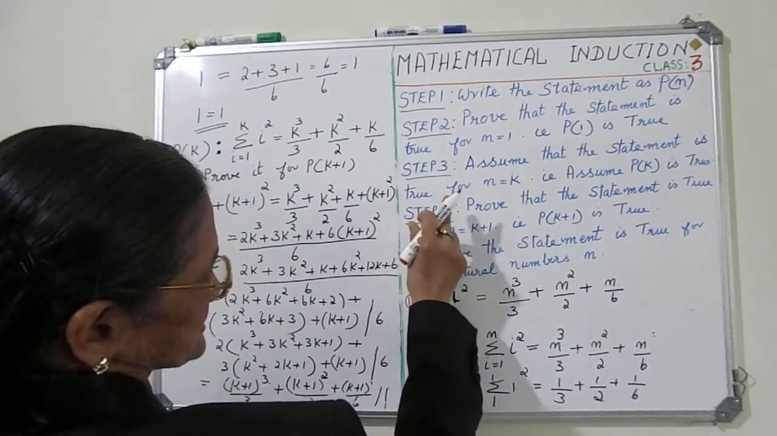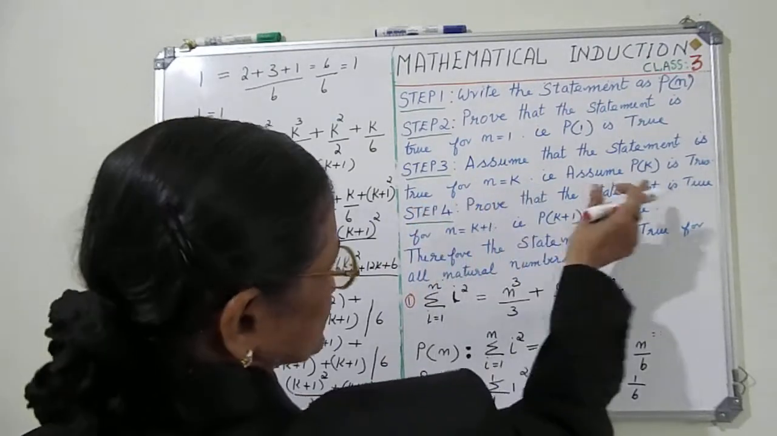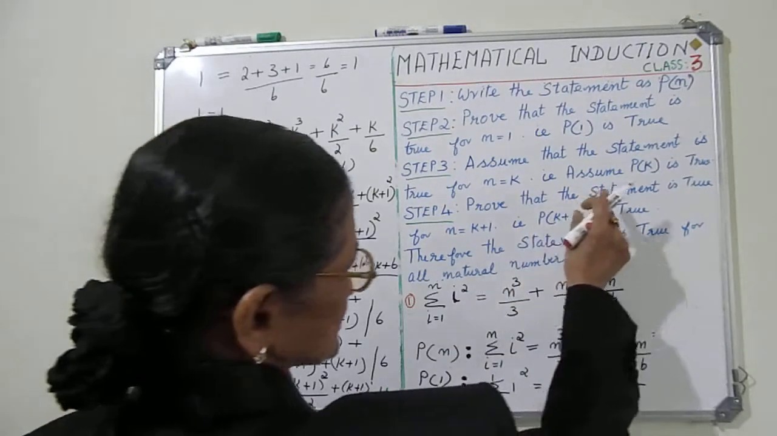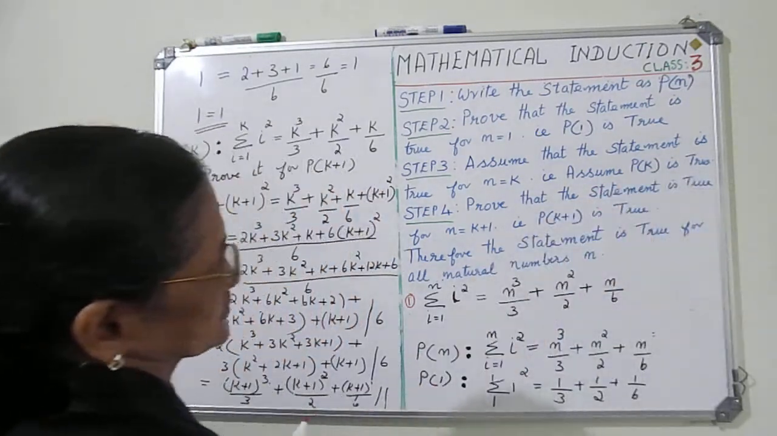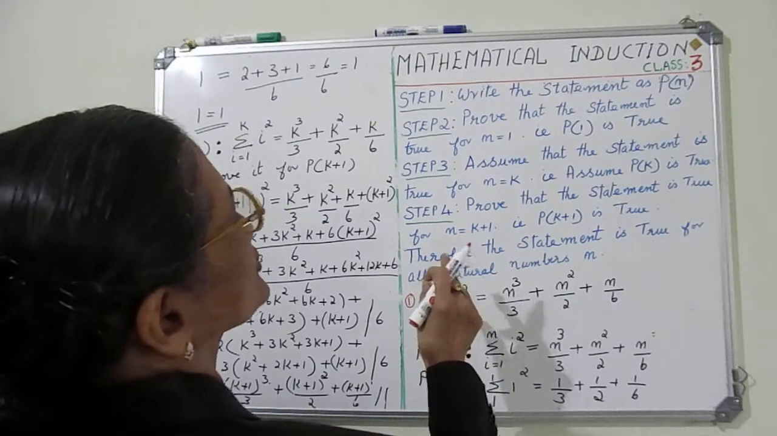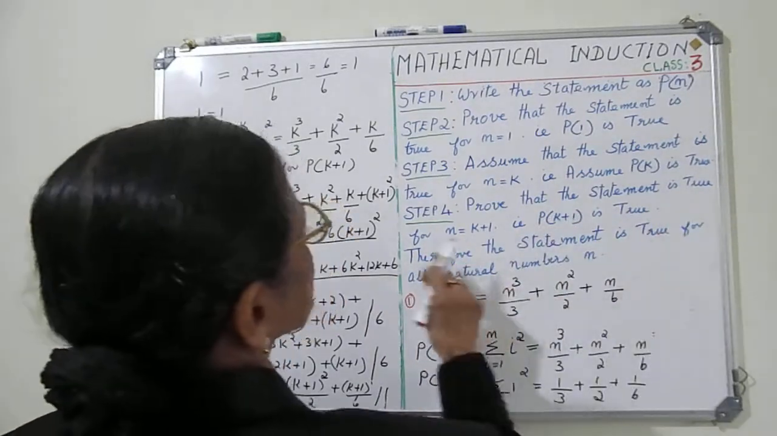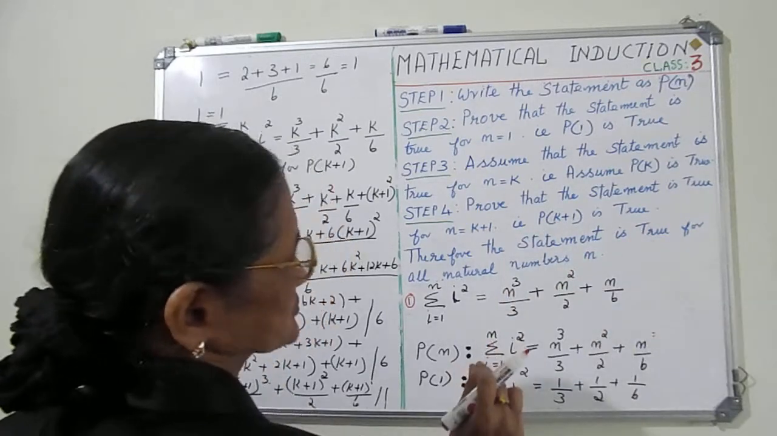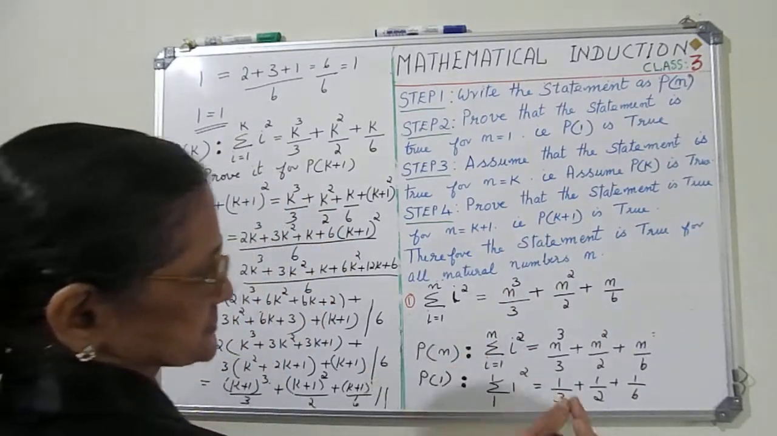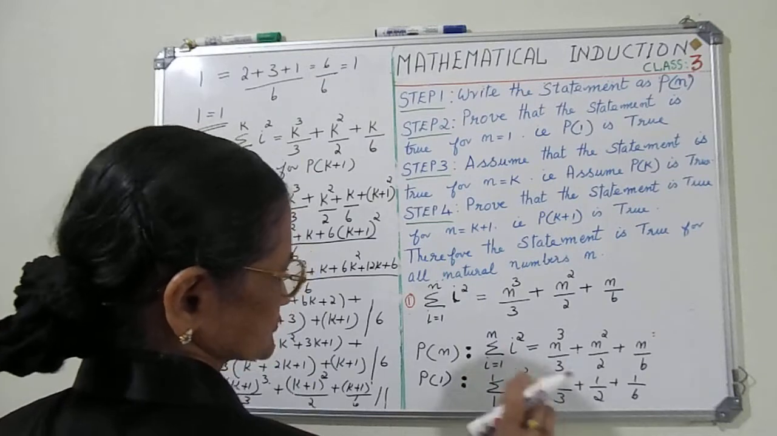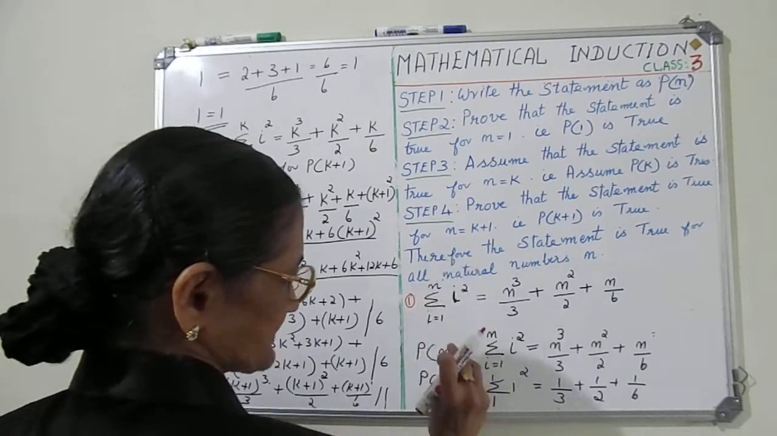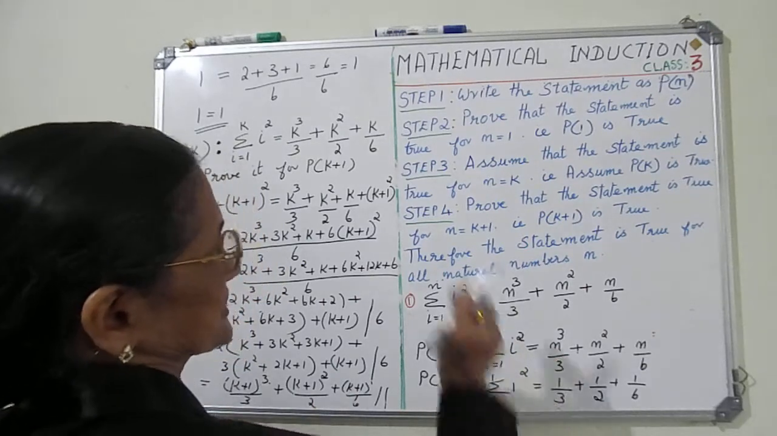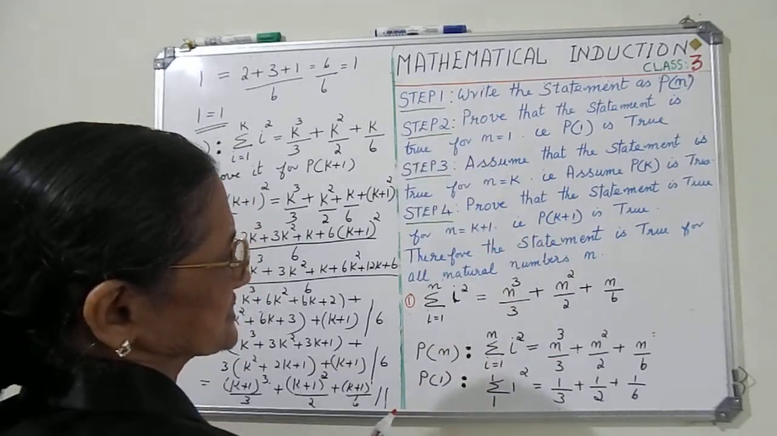What is step number 3? We assume that the statement is true for n equal to k. That is, we assume P of k is true. What is step number 4? We prove that the statement is true for n equal to k plus 1. That is, P of k plus 1 is true. Therefore, the statement is true for all natural numbers. This is the step-by-step procedure to prove a mathematical statement by the principle of mathematical induction.